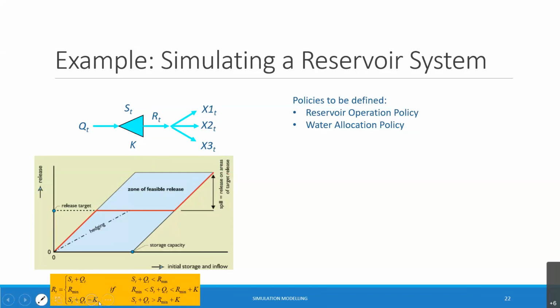You just store what is full, so make the reservoir full, and what is excess, release it. So that's how this line comes, this red line. Okay. So this is a typical policy, but I can modify the policy.